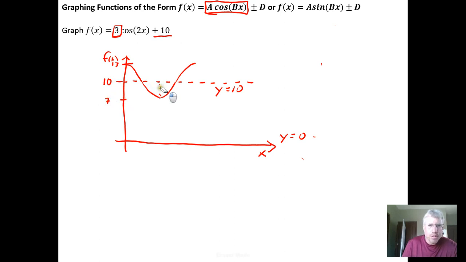And then we deal with the 2x. We know that a period is usually 2 pi. We know that everything that happens to the cosine function happens in 2 pi radians. So we see that we have an input that has a scalar adjusting it. So we ask the question, when does 2x equal 2 pi? We divide both sides by 2. We see that happens when x equals pi.